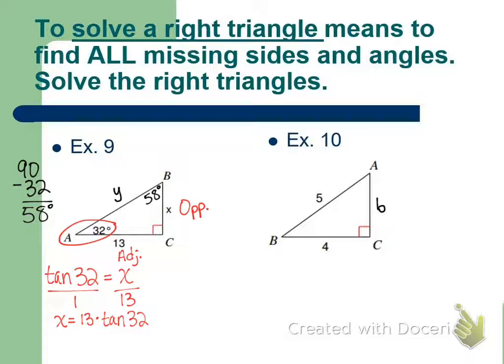When I type this into my calculator, am I going to use the inverse? No, we didn't write the inverse. We're not trying to find an angle. We're going to just use a regular old tangent. What do we get rounded to the nearest tenth? 8.1. Okay, x is equal to 8.1. We could label that 8.1.